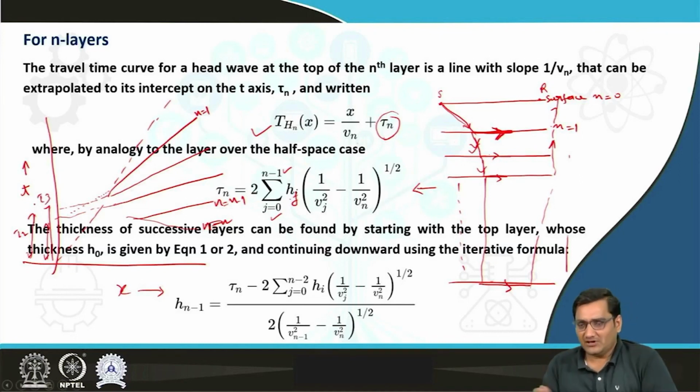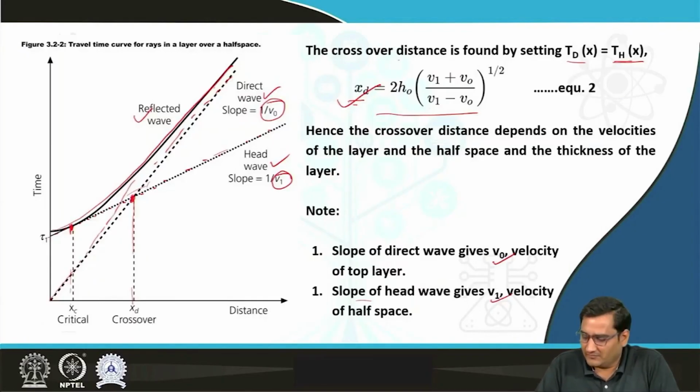So what you can do, if you know the velocity value and the tau for intercept time, and also from the slopes you can get the velocity of the top layer and the layer beneath. So using the iterative techniques, you can find out the thickness h0, and then you can find out h1. This is the crossover distance xd. Crossover distance you already know, where the direct wave and the head waves are intersecting with each other. This particular value you will get to know from the record section.